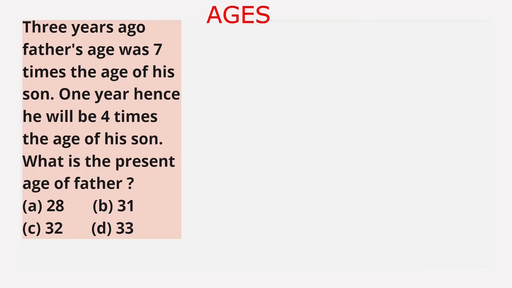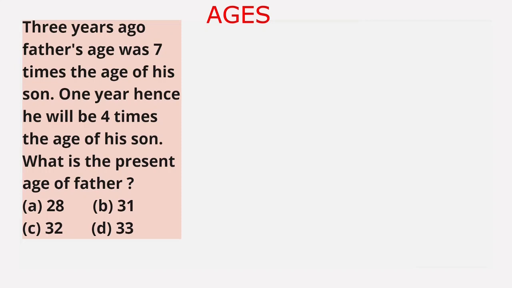We are going to solve this question by two methods. One is the method of concept and the other is the shortcut method. It is given that 3 years ago, father's age was 7 times the age of son, and 1 year hence, that is 1 year from now or from the present age, the age of father will be 4 times the age of his son.